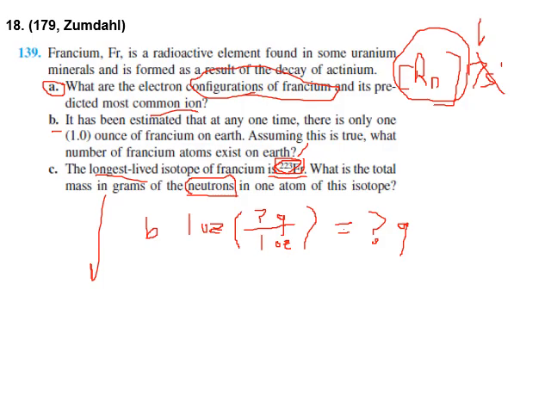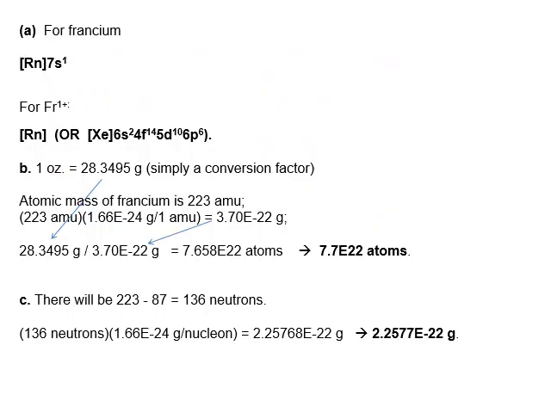Let's go ahead and look at the answers here. So the answer to part 1 is just radon. That's the shorthand form, so that's the easiest way to do it. For part 2, here's the conversion factor. It's actually about 28.35 grams makes 1 ounce. So when you convert this, you want to convert ounces to grams, so it would just be 28.3495 grams.